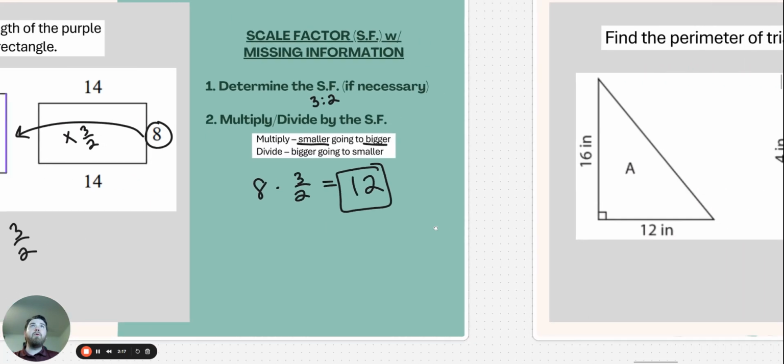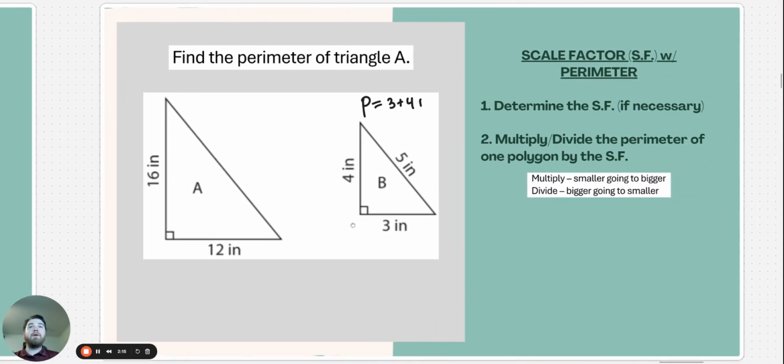Now, perimeter is going to be the exact same thing. You might be like, hey, I can just do the Pythagorean theorem, find that missing hypotenuse, add them all together, and I get perimeter. It's even easier than that. Add up my sides here: 3 plus 4 plus 5. When I do that, my perimeter comes out to be 12 inches.